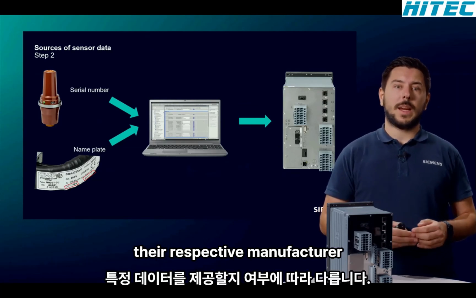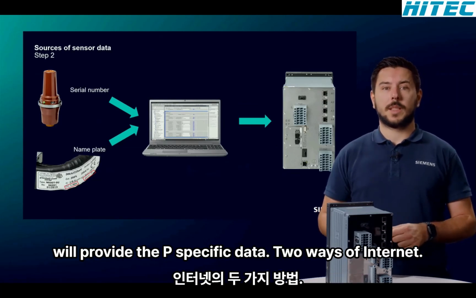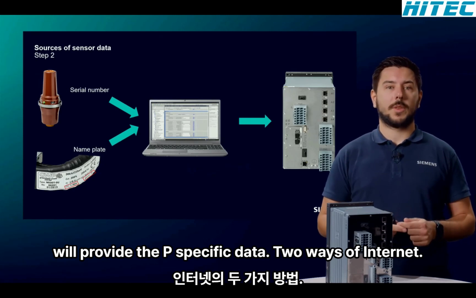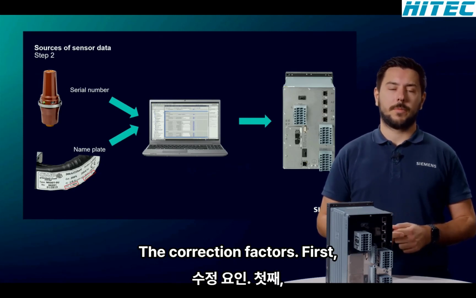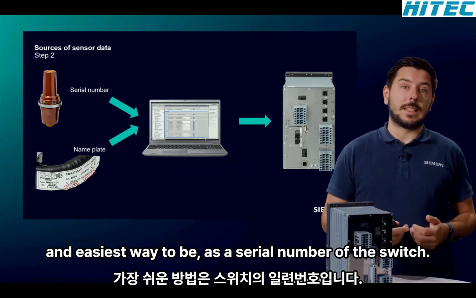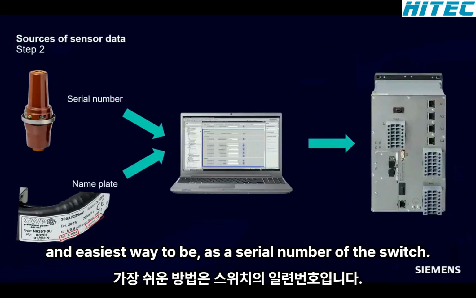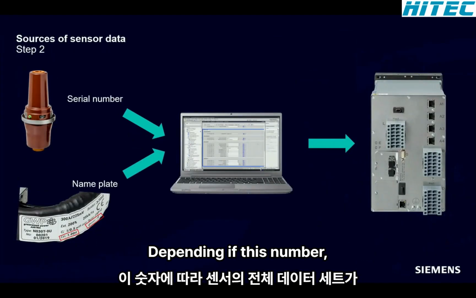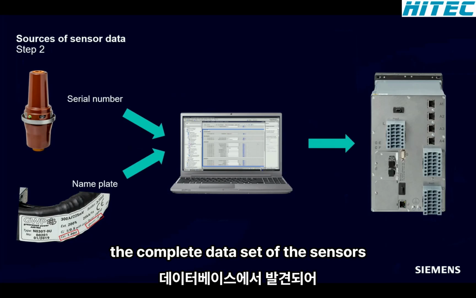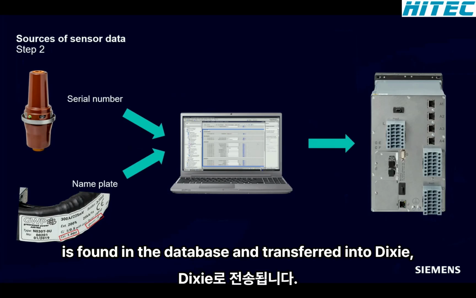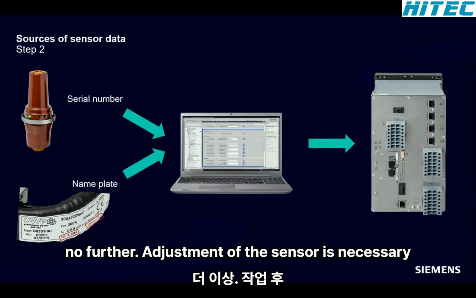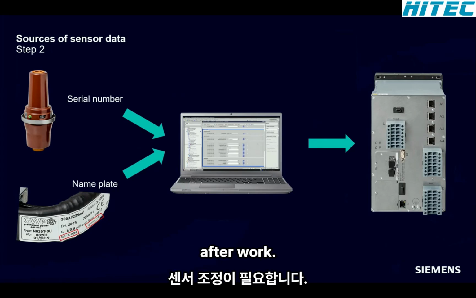Depending on whether the respective manufacturer provides the piece-specific data, there are two ways of inserting the correction factors. The first and easiest way is via the serial number of the switchgear panel. With this number, the complete data set of the sensors is found in the database and transferred into Dixie. No further adjustment of the sensor is necessary afterwards.